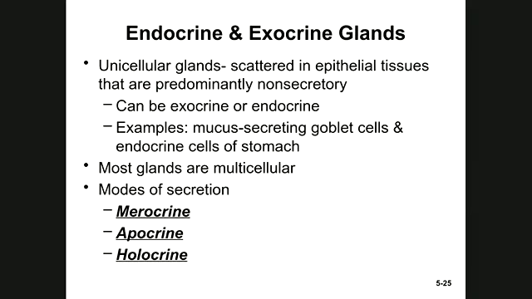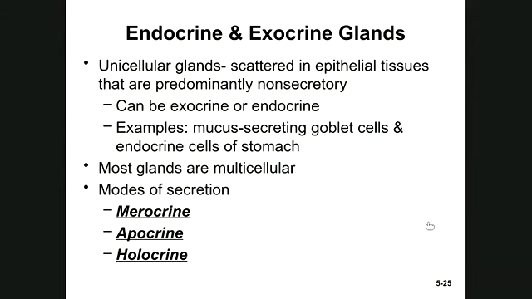And we have two types of endocrine and exocrine glands. Some of our glands are unicellular. We only have one cell and they are scattered in the epithelial tissue. They can be exocrine or endocrine, like the mucous secreting cells, which we call goblet cells, and endocrine cells in the stomach. And some glands are multicellular. And we have three modes for the secretion of secretory product: merocrine, apocrine, and holocrine.